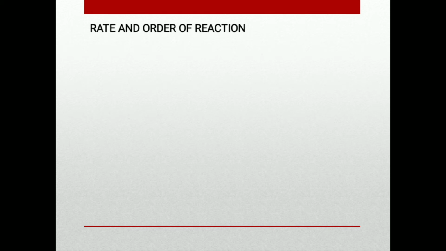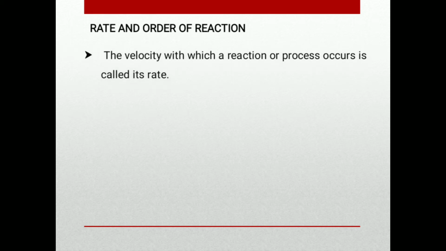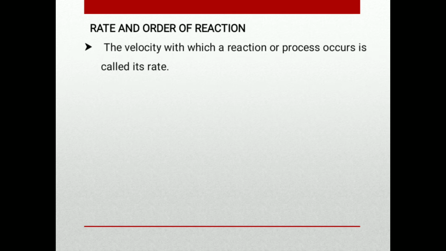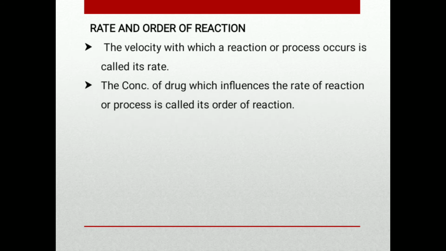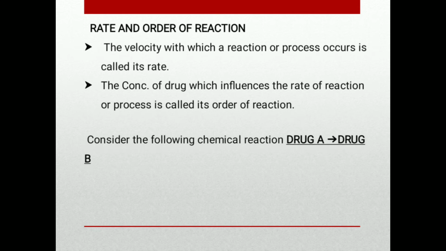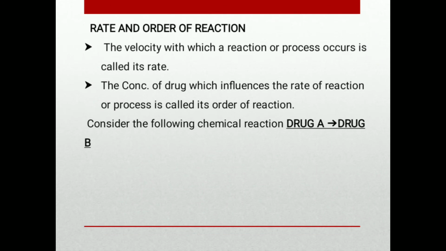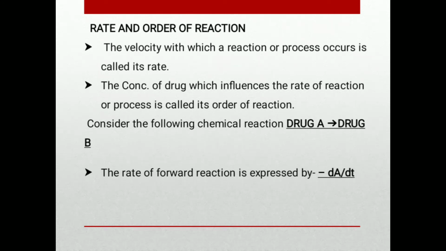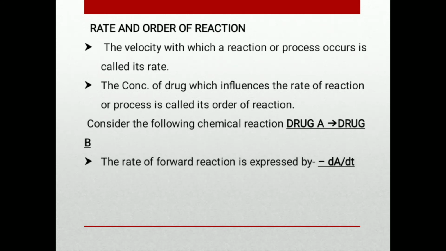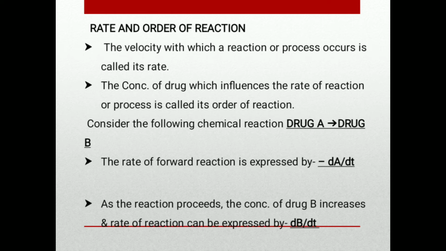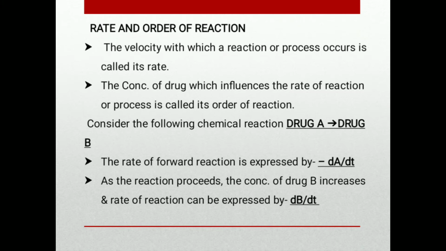Now let us study about rate and order of reaction. The velocity with which a reaction or process occurs is called its rate. Then the concentration of drug which influences the rate of reaction or process is called its order of reaction. So consider the following reaction, that is drug A is going to get converted to drug B. Then the rate of forward reaction is expressed by -dA/dt. As the reaction proceeds, the concentration of drug B increases and rate of reaction can be expressed by -dB/dt.